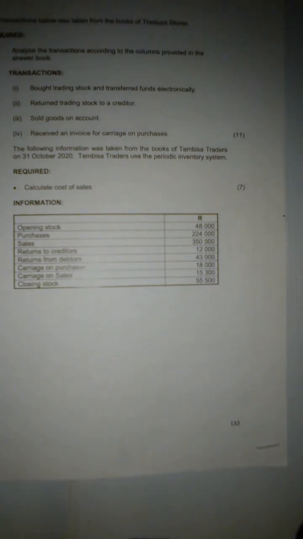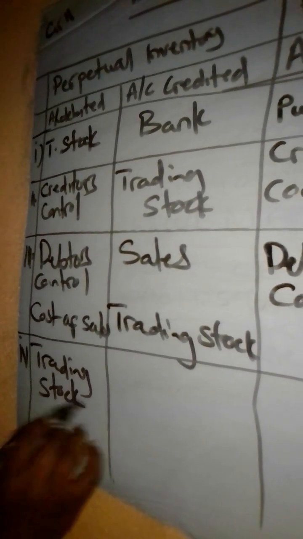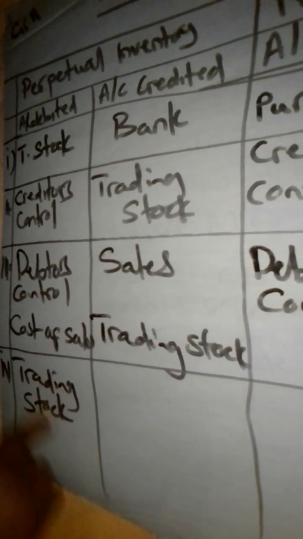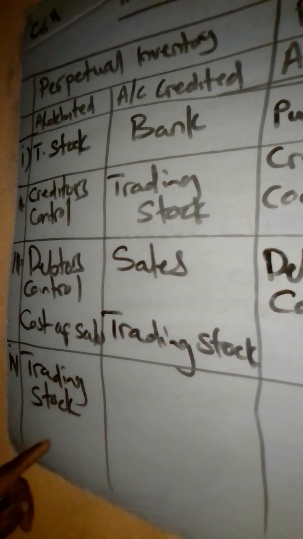On the perpetual inventory system, carriage on purchases affects the trading stock. They increase the trading stock. Trading stock is an asset. Whenever we want to increase trading stock, we increase on the debit side because assets increase on the debit side. So let's record under the perpetual. I said we are going to debit trading stock. Why? Because the money for carriage increases the value of our stock, and trading stock is an asset. It increases on the debit side. That's why the account to be debited is the trading stock.